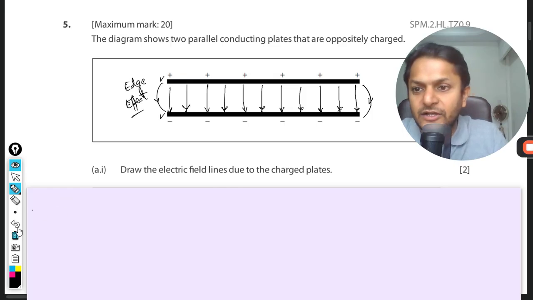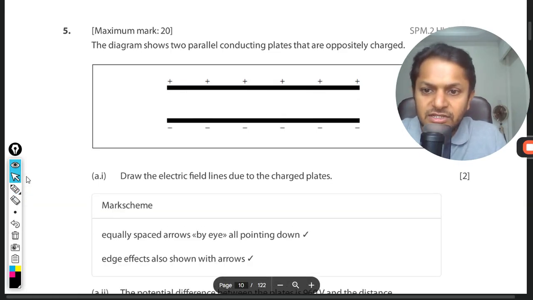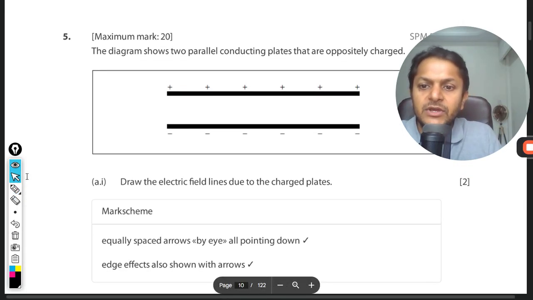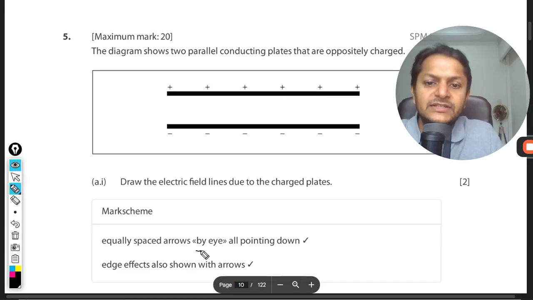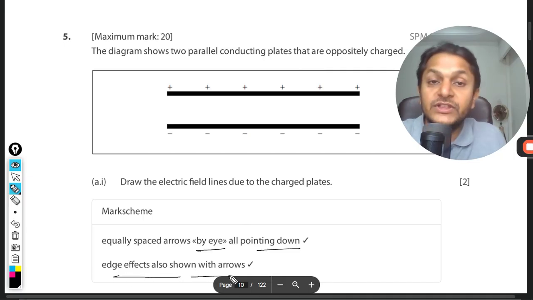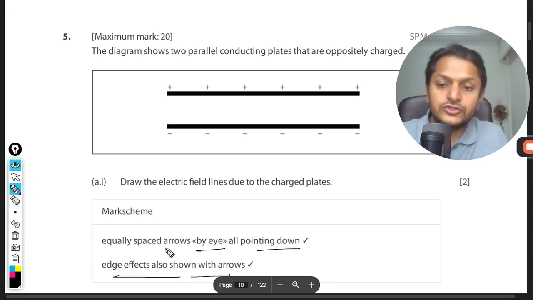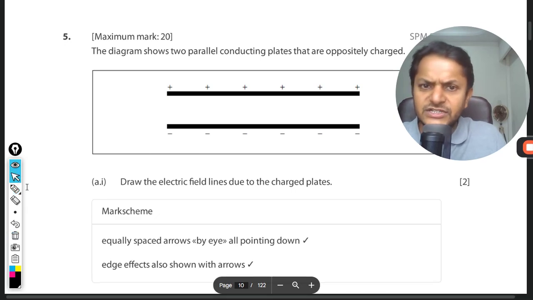Now let us see what the answer is in the mark scheme. Equally spaced arrows by eye. By eye means that it need not be 100% measured, all pointing downwards. Edge effect also shown with the arrows, so we have shown the edge effects also. So this is how we do this question.